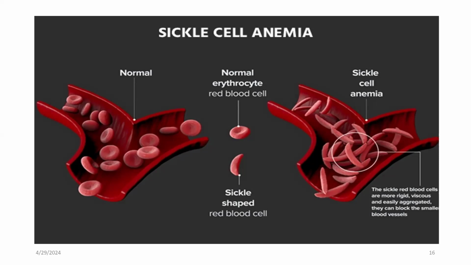Vaso-occlusion. What will happen? The sickle red blood cells will cause vaso-occlusion because of their sickle shape, because they become rigid. It will be more viscous, and they will be easily aggregated. They can block small as well as large blood vessels. And what symptoms will they cause? It will cause symptoms of acute pain. They will cause organ damage.